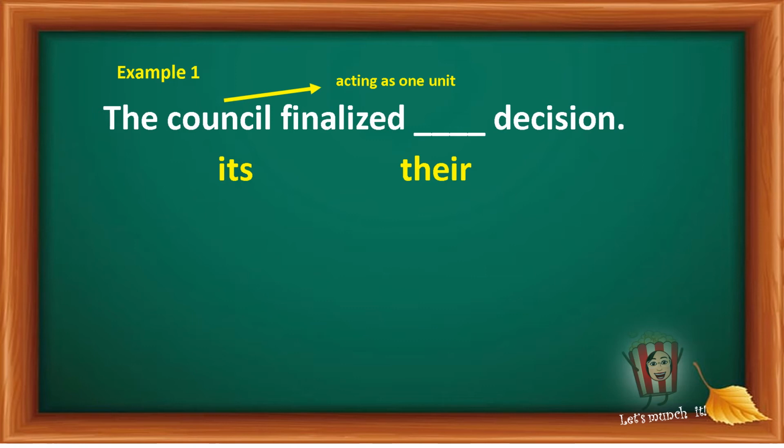So we have to make use of its. Say, the council finalized its decision. So we are talking about collective nouns here. The collective noun that we use in this sentence is the council, and council is acting as one unit. Therefore, we are using its.